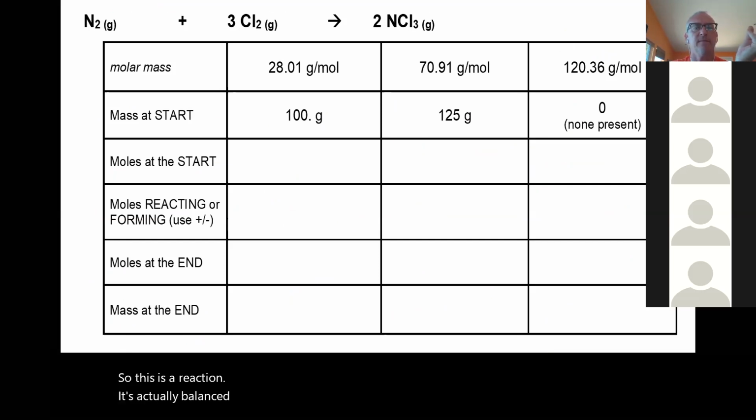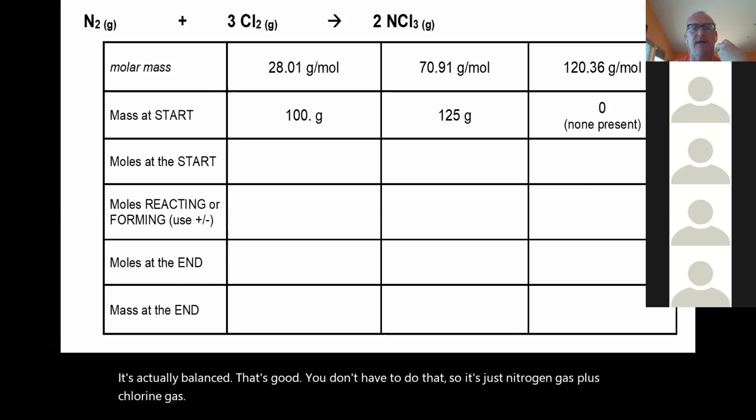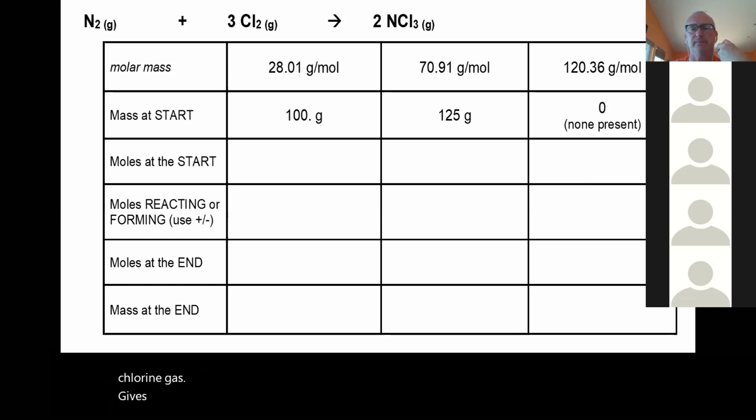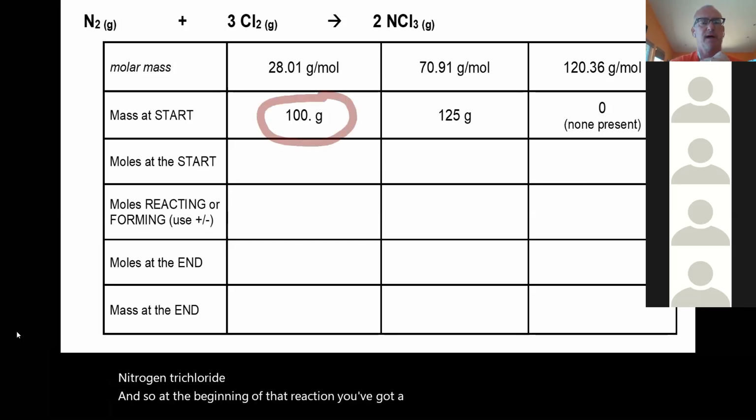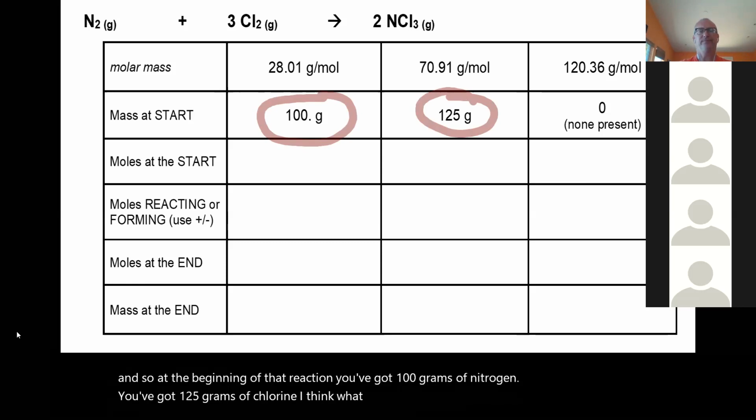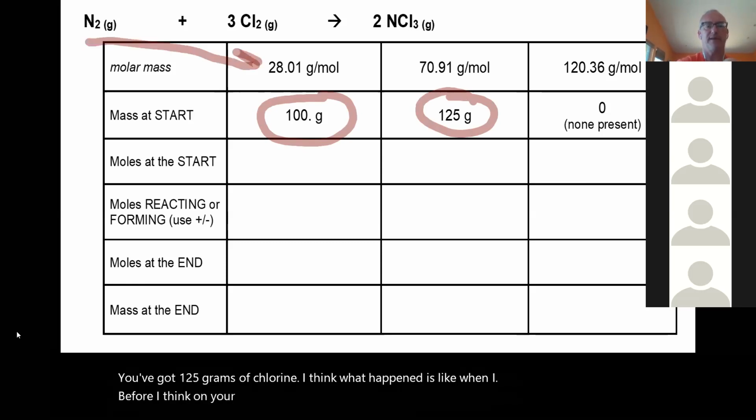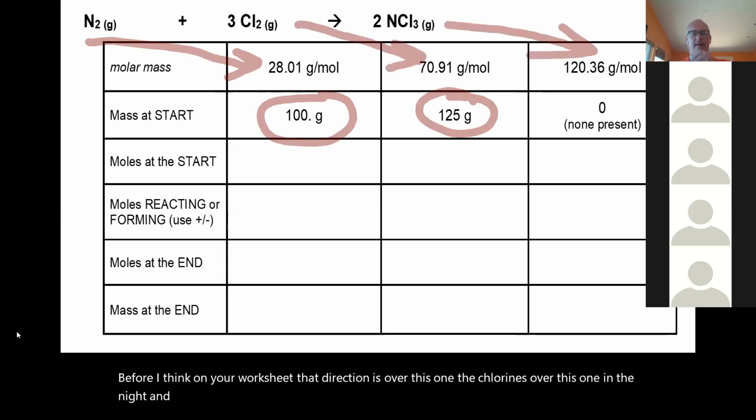You don't have to do that. So it's just nitrogen gas plus chlorine gas gives you nitrogen trichloride. At the beginning of that reaction, you've got 100 grams of nitrogen and 125 grams of chlorine. I think on your worksheet, the nitrogen is over this one, the chlorine is over this one, and the nitrogen trichloride is over that one.